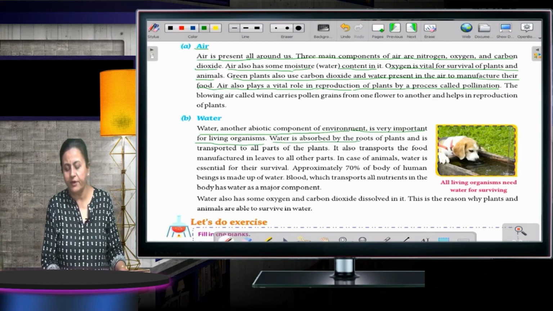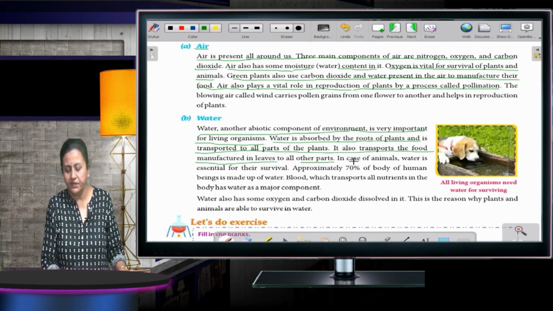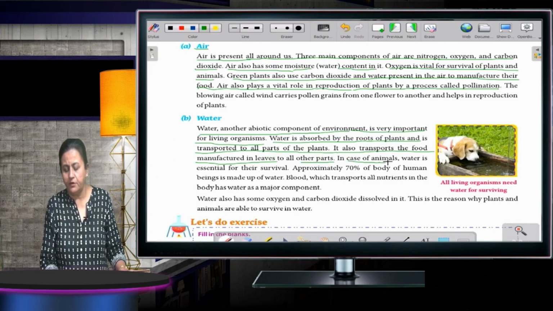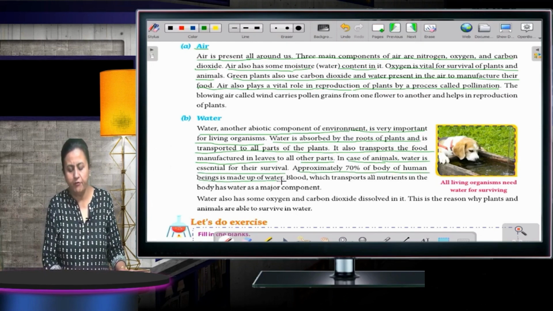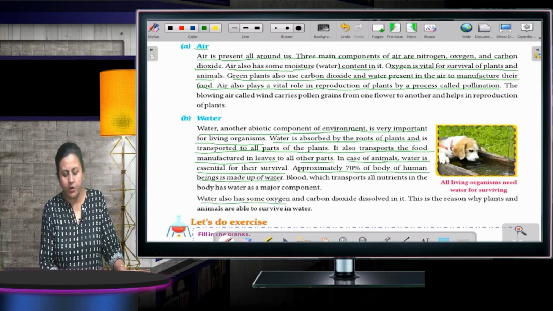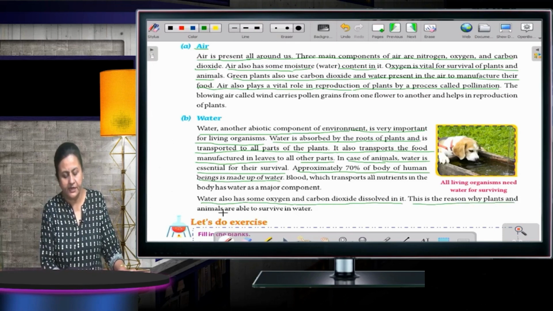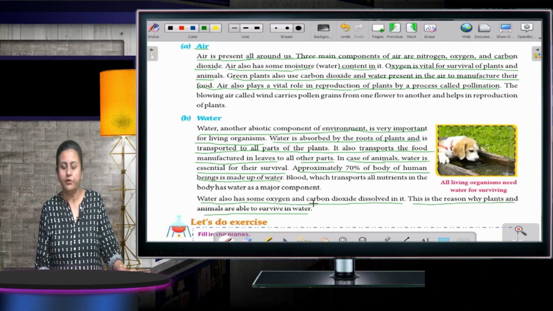Water is absorbed by the roots of the plant and is transported to all the parts of the plant. It also transports the food manufactured in leaves to all other parts. In case of animals, water is essential for survival. Approximately 70% of the body of a human being is made up of water. Water also has some oxygen and carbon dioxide dissolved in it. This is the reason why plants and animals are able to survive in water.